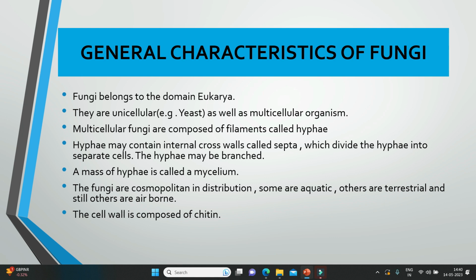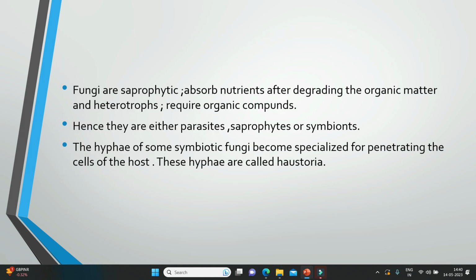Fungi are cosmopolitan in distribution, found everywhere. Some are aquatic, others are terrestrial, and still others are airborne. The cell wall is composed of chitin. Fungi are saprophytic, which means they absorb nutrients after degrading organic matter, and some are heterotrophs. They require organic compounds, hence they are either parasites, saprophytes, or symbionts. The hyphae of some symbiotic fungi become specialized for penetrating the cells of the host, and these hyphae are called haustoria.